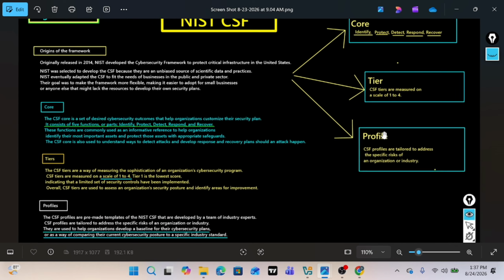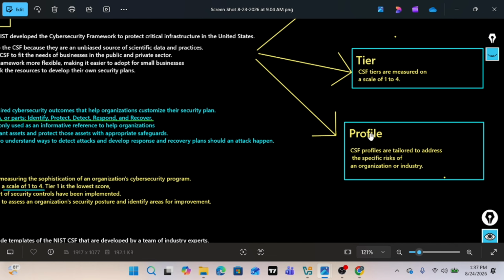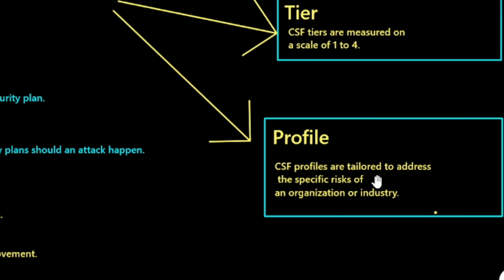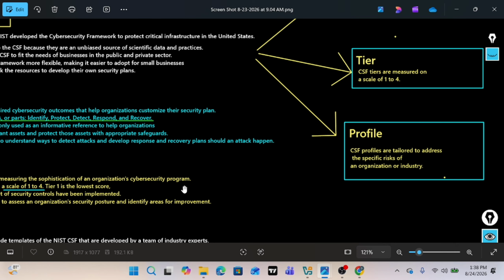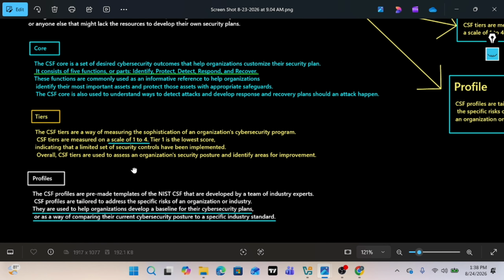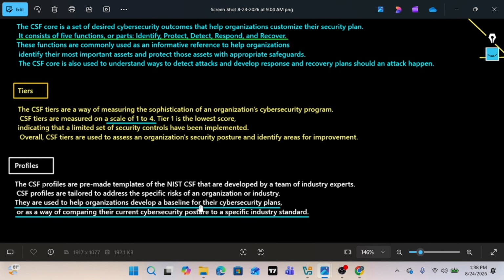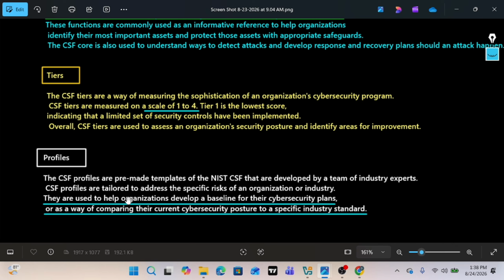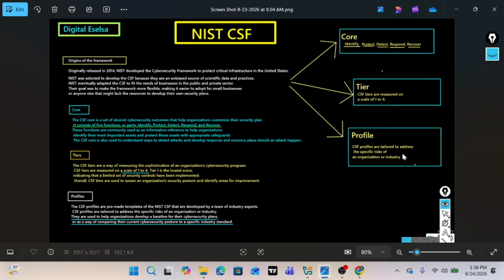The final component of this CSF, the cybersecurity framework, is the profile. The profiles are tailored to address the specific risk of an organization or industry. In fact, this profile is just like a baseline. They are used to help organizations develop a baseline for their cybersecurity plan, or as a way of comparing their current security posture to a specific industry standard. So from your profile, you can know the level you are at, the stage where you are, and what needs to be improved when we compare it to the specific industry standard. Alright, so that is it about that.